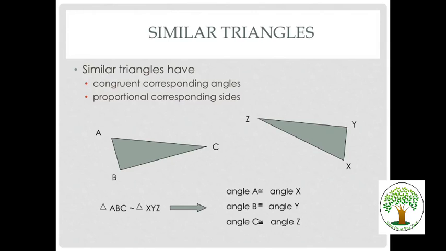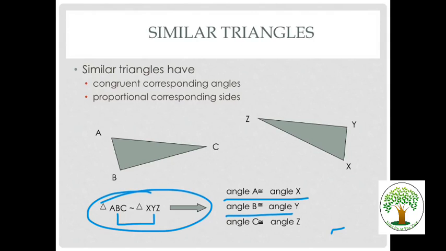We write it the same as we were writing it before. We put that little tilde in the middle there for being similar, not congruent. And the order matters. So A goes with X. Those are going to be congruent. That's what we were stating right here. And since B is second, it's going to go second with the Y. And C is going to go last with the Z. So those are congruent. Now the corresponding sides being proportional, we can write a proportion.